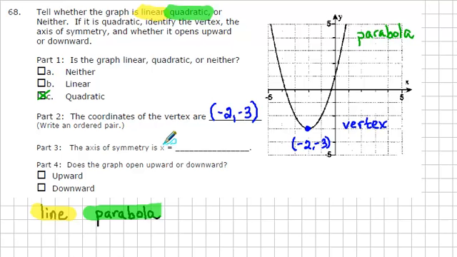The axis of symmetry is a vertical line that divides the parabola in half. The axis of symmetry is a vertical line that goes right through the vertex. We want to draw a vertical line that goes right through the vertex, and notice that it divides the parabola into two halves that mirror each other. This is called the axis of symmetry.